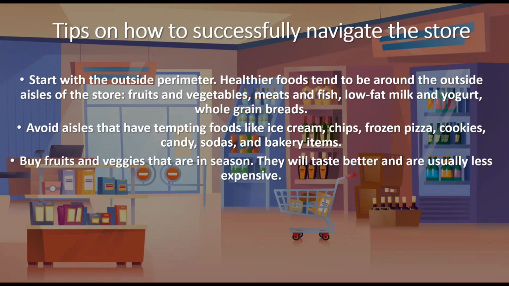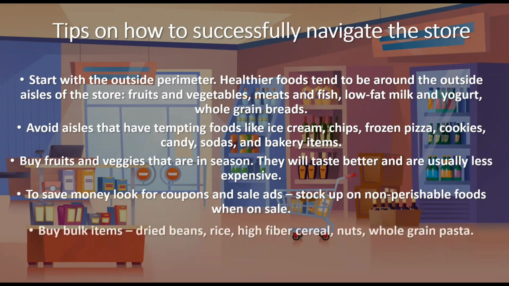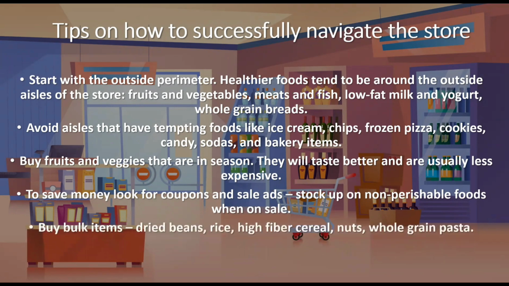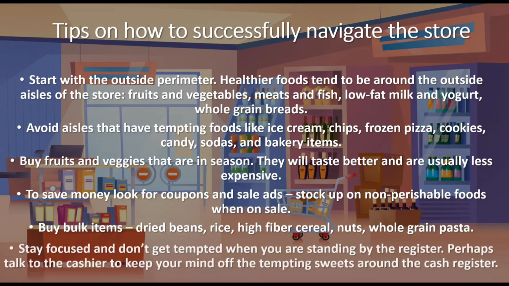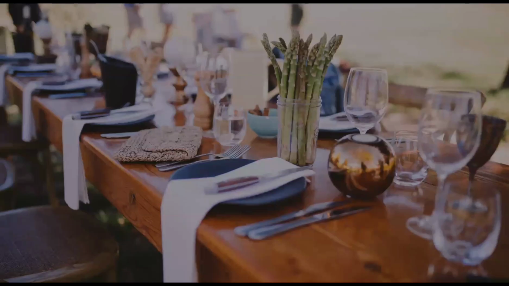Buy fruits and vegetables that are in season. They will taste better and are usually less expensive. To save money, look for coupons and sale ads. Stock up on non-perishable food items when on the aisles. Buy bulk items: dried beans, rice, high-fiber cereal, nuts, whole grain pasta. Stay focused and don't get tempted when you're standing by the register. Perhaps talk to the cashier to keep your mind off tempting sweets around the cash register.